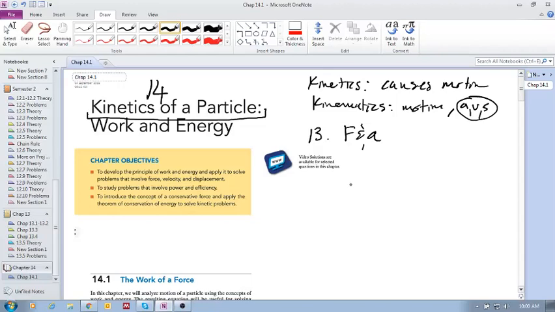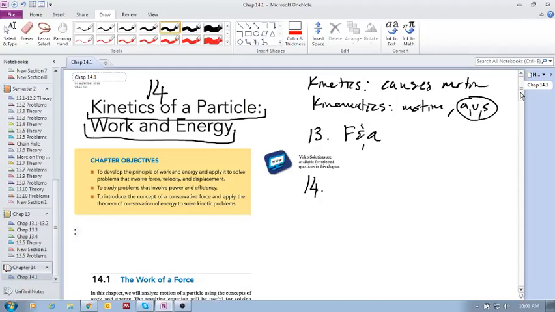Now, as a quick overview, chapter 14 is dealing with something called work and energy. We're still dealing with what is causing the motion, but we're going to look at a different way of solving these problems using work and energy. I'm just going to write this equation out here.